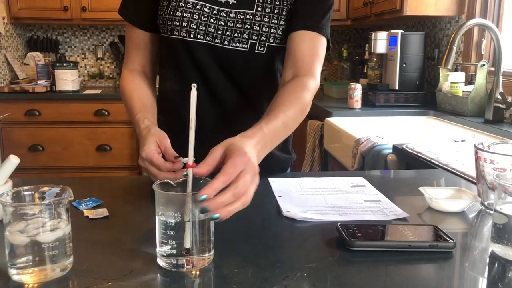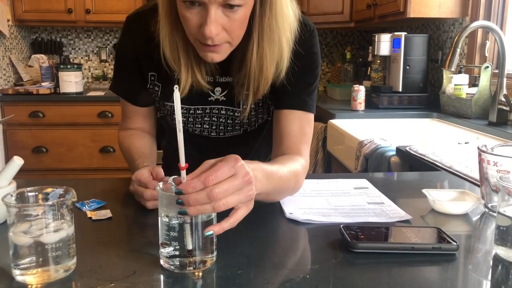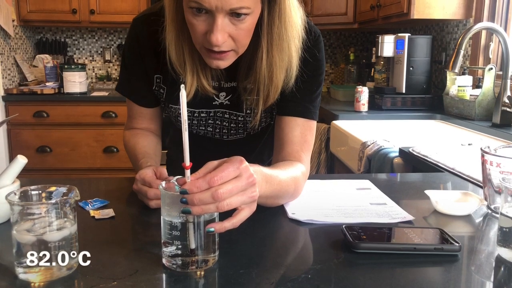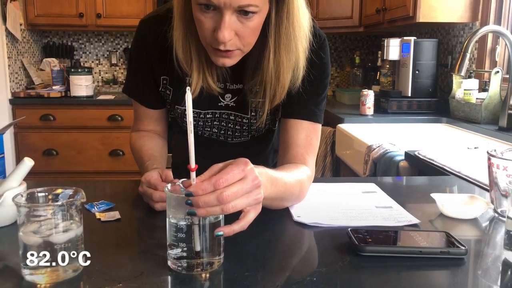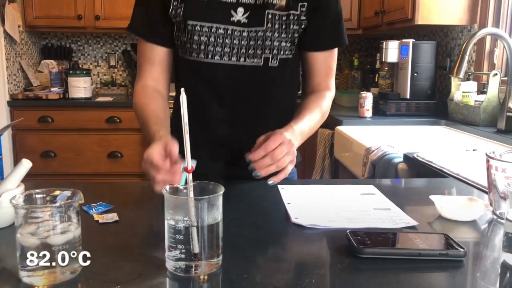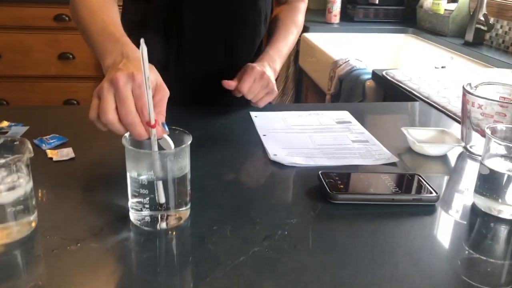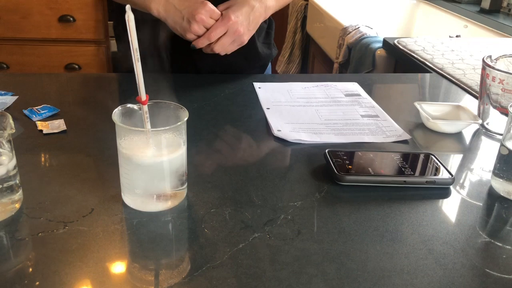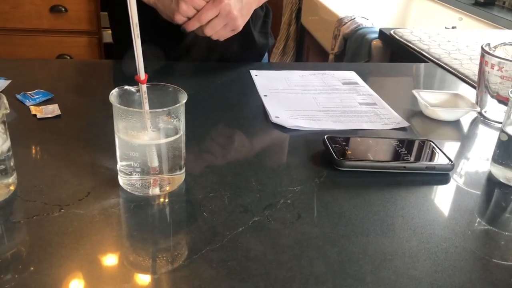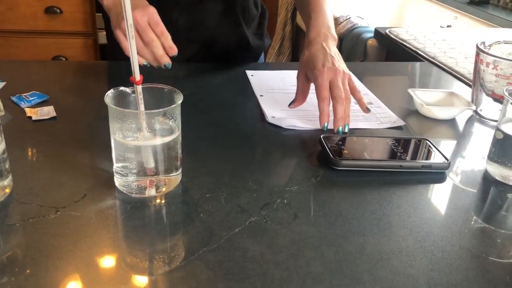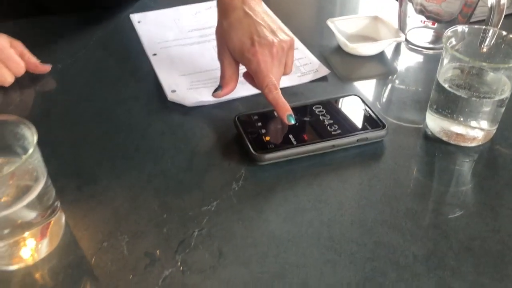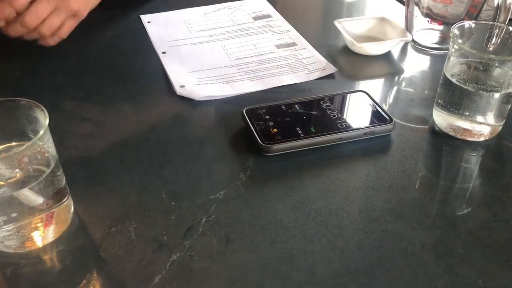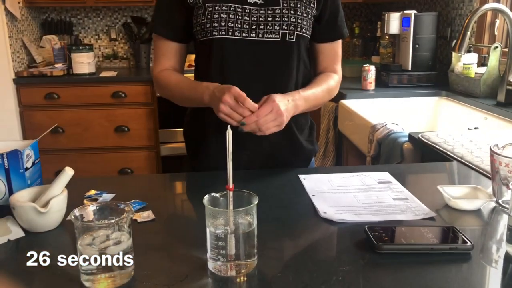Next up, hot water bath. Okay, now we're going to do the hot water bath. The hot water bath is at 82.0 degrees Celsius. As you can see, this reaction is much, much faster with the higher temperature, and it is done in 26.15 seconds.